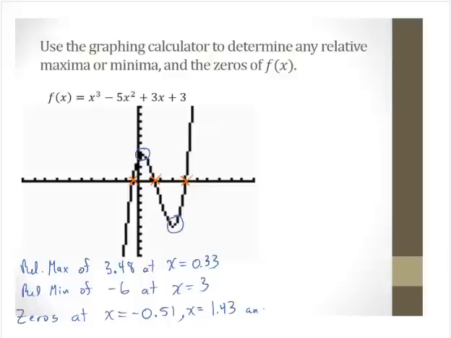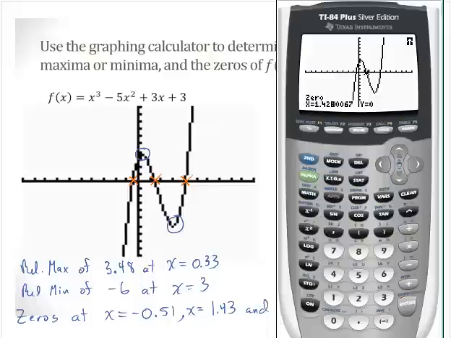And x equals, there's one more. Stay a little bit to the left of the 0, hit enter. Move to the right, go past where I think it is, hit enter a second time. Go closer to it and hit enter a third time. And 4.09.